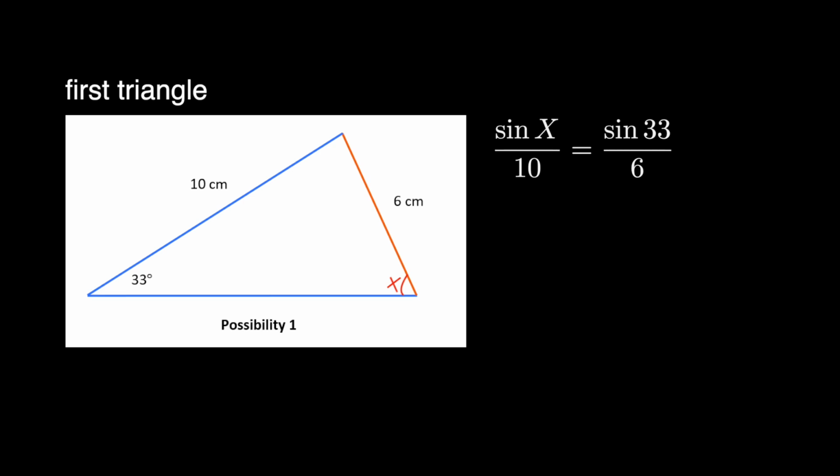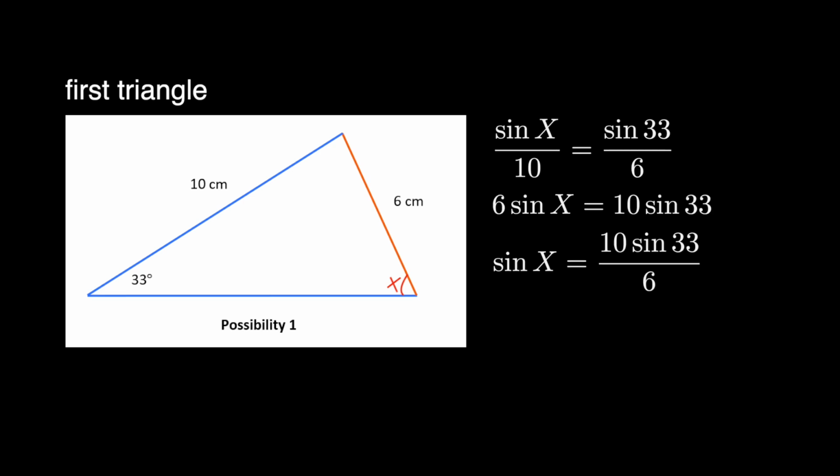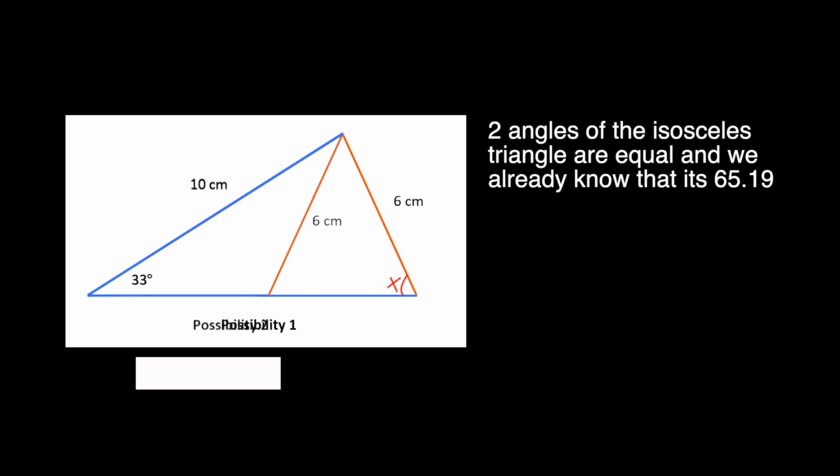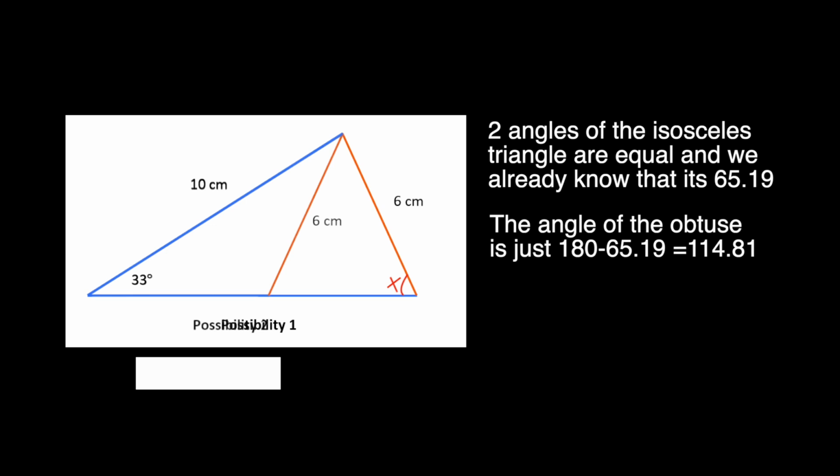The first one is easy. You just put in an equation, cross multiply, isolate the sine, and then take the inverse. The missing angle here should come out to be approximately 65.19 degrees. To find the second angle, you swing over the arm. There are 2 triangles now, an isosceles triangle and the obtuse triangle we want. And since the two angles of the isosceles triangle are equal, the angle of the obtuse triangle is really just 180 degrees minus 65.19 equals 114.81 degrees.